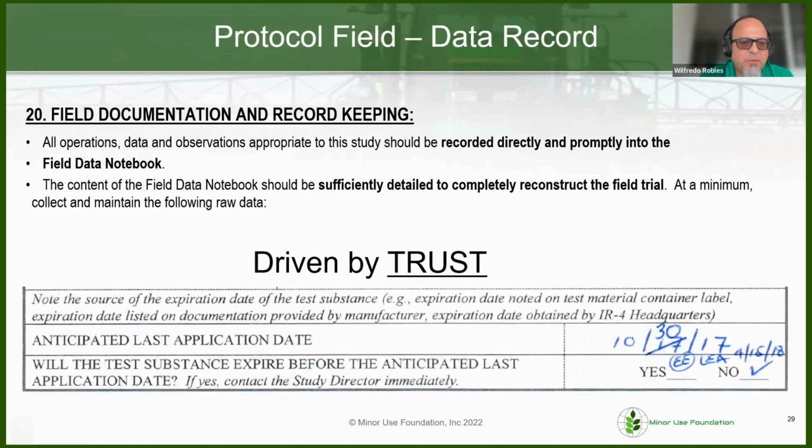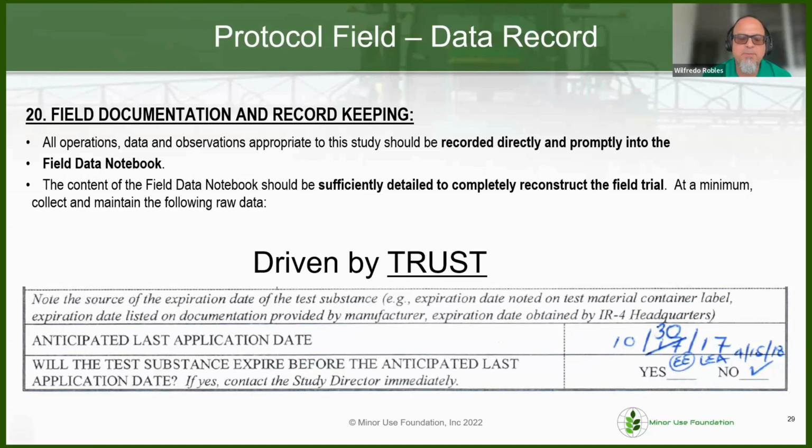Section 20 is more related to field documentation and record keeping. Basically, it's driven by trust. So as Joe was explaining, you need to record the data right away, promptly, and directly into the field data book. There's no separate piece of paper where you can have that information logged. It has to be sufficiently detailed.